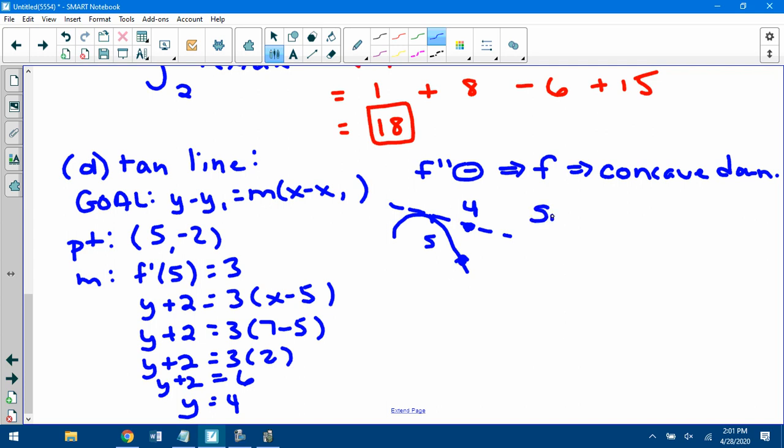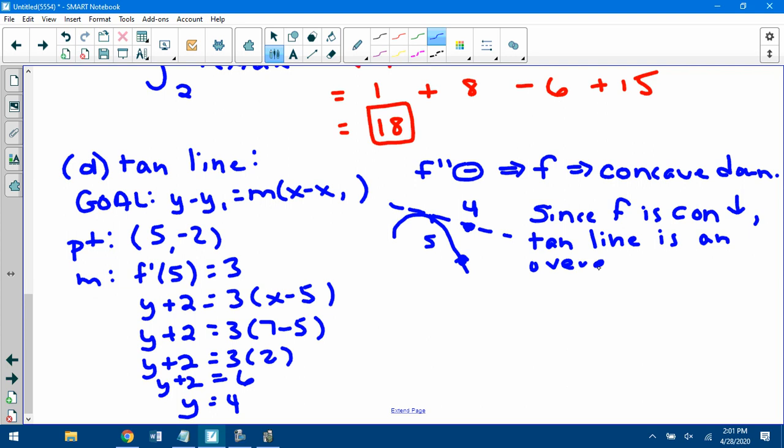So since f is concave down, the tangent line is an overestimate. Therefore, f of 7 must be less than or equal to 4. Because if it's an overestimate, the tangent line's up here, and that gave me 4. Since it's concave down, this graph has to bend downward, so it has to be below 4.